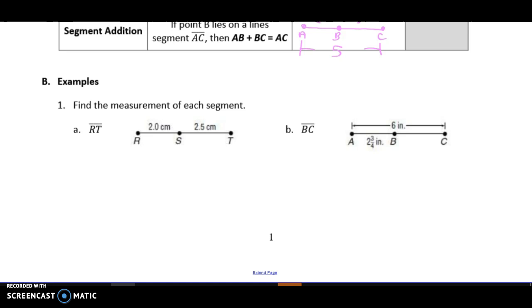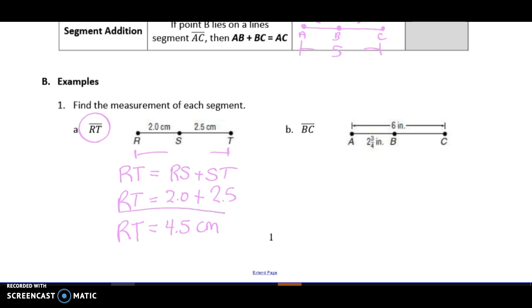So for example, find the measure of each segment. I am looking for the length of RT. So R is here, T is here. That tells me I'm looking for the whole thing. So what we just saw was that the whole thing is equal to the sum of the parts. So RT is equal to RS, which is 2.0 centimeters, plus ST, which is 2.5. So RT must be 4.5 centimeters. Moving on to letter B. Now I want to figure out what BC is. So now I'm looking for this piece here.